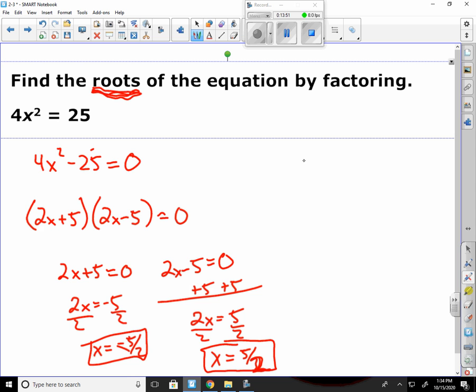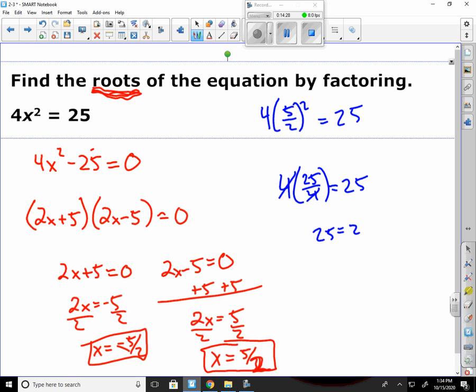If I plugged either one of these into the original equation, we get 4 times 5 over 2 squared equals 25. What's 5 squared? 25. What's 2 squared? 4. So this would be 4 times 25 over 4 equals 25. Now I can multiply straight across. 4 times 25 is 100. 100 divided by 4 is 25. But I can also cancel. 4 divided by 4 just gives me 1. It leaves me with 25 equals 25.